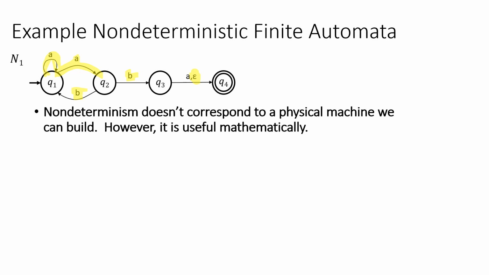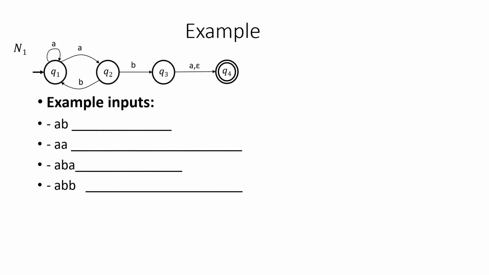So let's look at some examples. Here are some examples of inputs that my machine can read, and I want you to pause the video and try to figure out, is it going to accept or reject these strings and why? So let's go ahead and walk through what's going to happen.